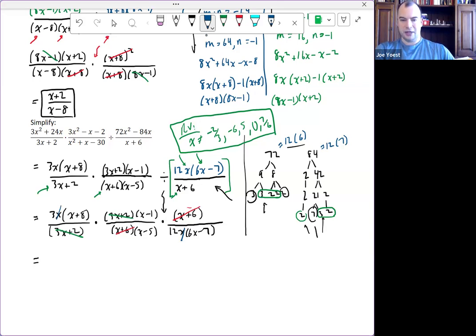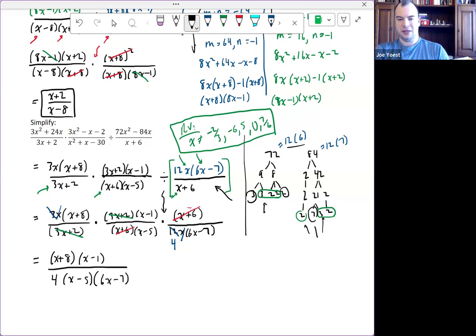And I also see, I've run out of colors, but the 3 can divide out the 3 and the 12, leaving me with just a 4 factor. So after all of that, going across the top, I get x plus 8 times x minus 1. That is everything that's left in the numerator. And in the denominator, I have a 4 times x minus 5 times 6x minus 7. And I think that is everything from the denominator. Yep.